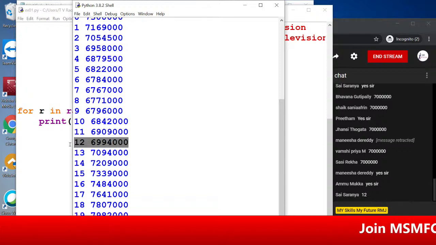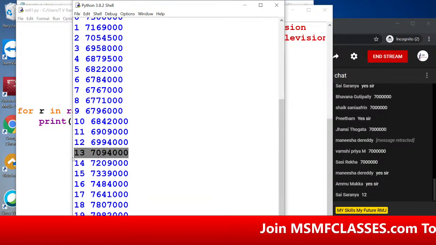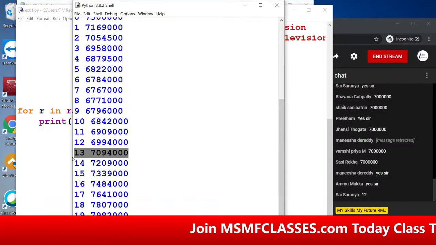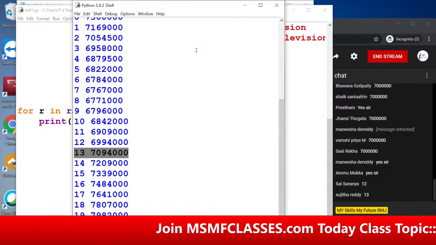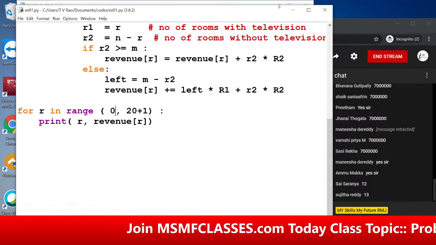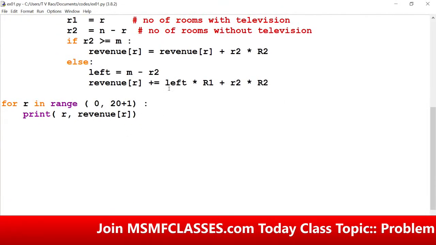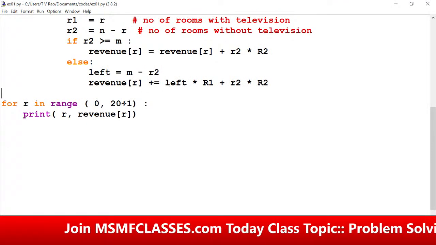With 12 this much. With 13 this much. To get at least 70 lakhs, how many rooms are required? Very good. So what should I write now?